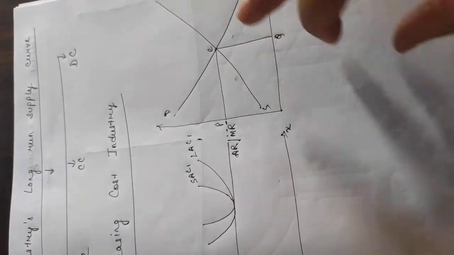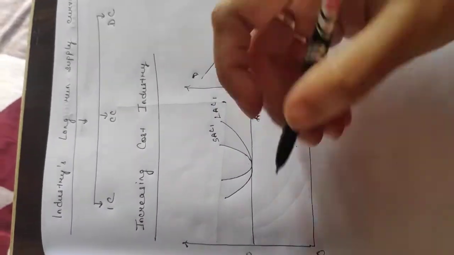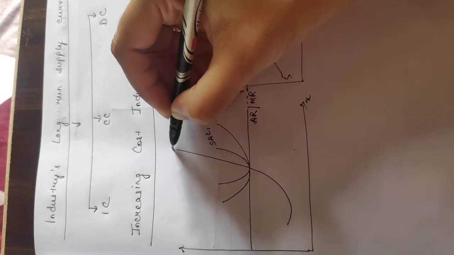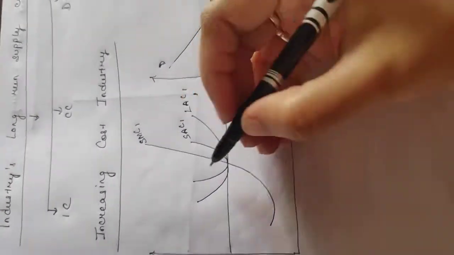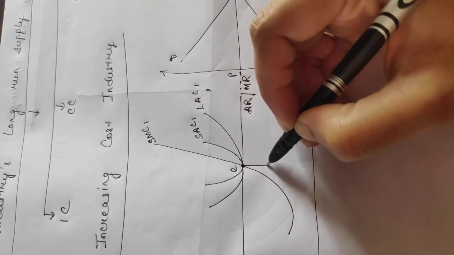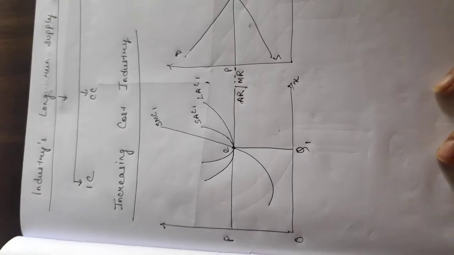Since we are talking about a particular time period where demand is this and supply is this, at that particular period your SAC and LAC is this, and we are going to draw the SMC curve like this, SMC1. Okay, so this is the equilibrium point of the firm, where the equilibrium output of the firm is OQ1 suppose.